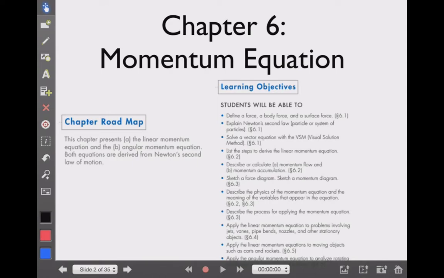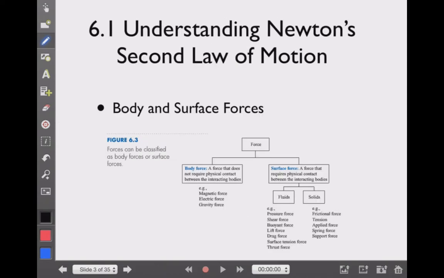So in this first section, it's quite a short section. We're just going to go really quickly through a couple of things: define what we mean by body and surface forces, state what Newton's second law is, basically F equals ma, and also briefly describe that the book illustrates something called the visual solution method, which I think is very similar to just drawing force diagrams. I'll just draw your attention to the book, and if you're interested in looking at this visual solution method more, you can refer to the textbook. So let's jump right in.